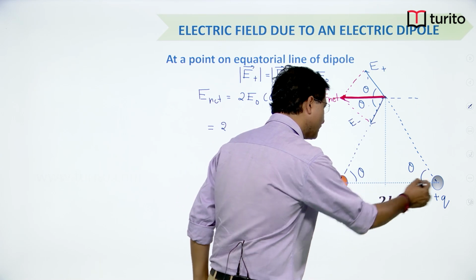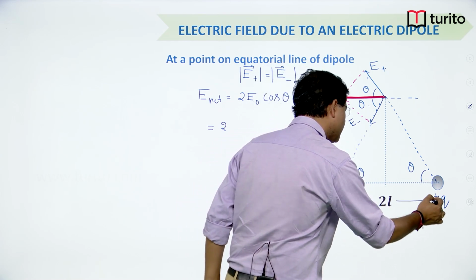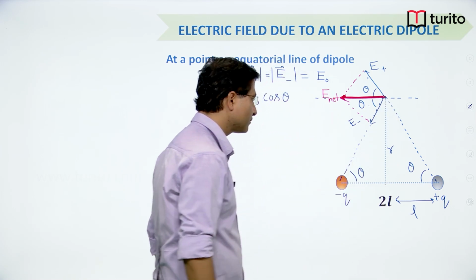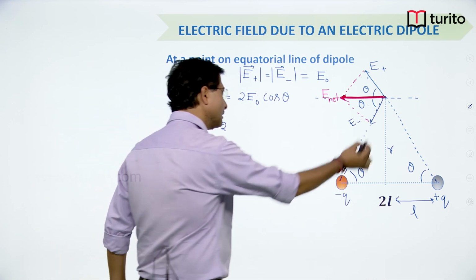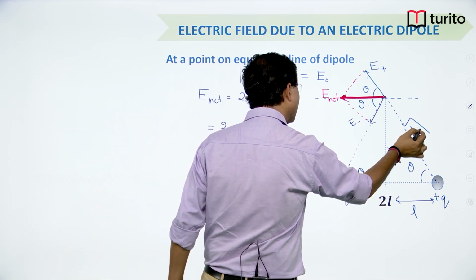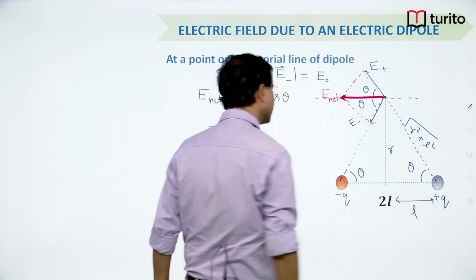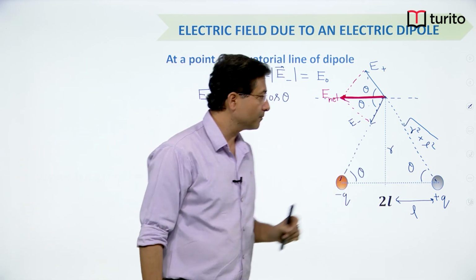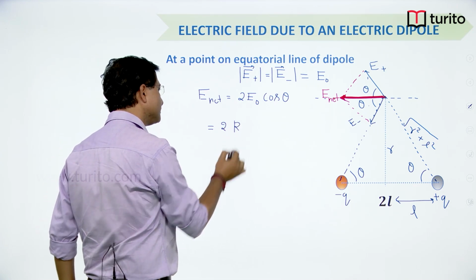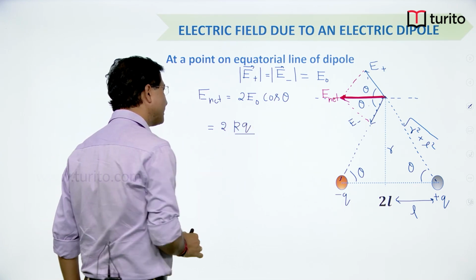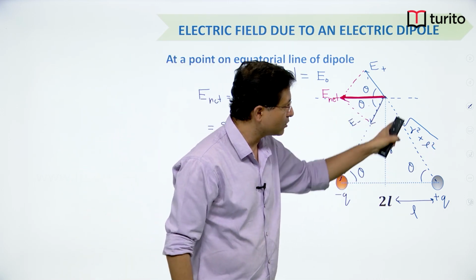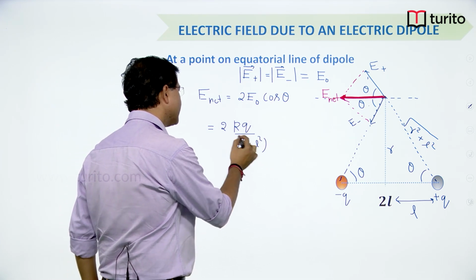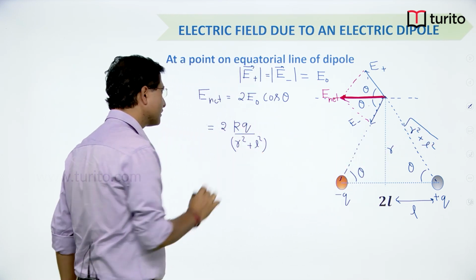So from here to here, the total distance is 2L, this distance will be L, and I am interested in finding the field at distance r from the center of the dipole. So this distance will be under root r square plus L square, right. The formula is kq by r square. So k q divided by the separation square, this separation whole square. So under root whole square will give you r square plus L square, right.